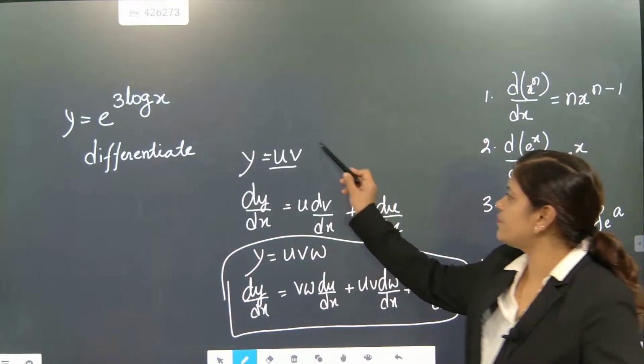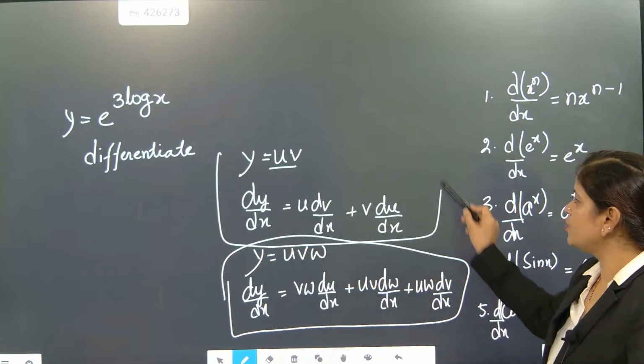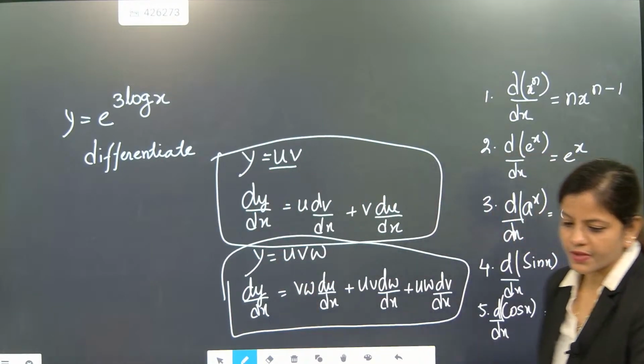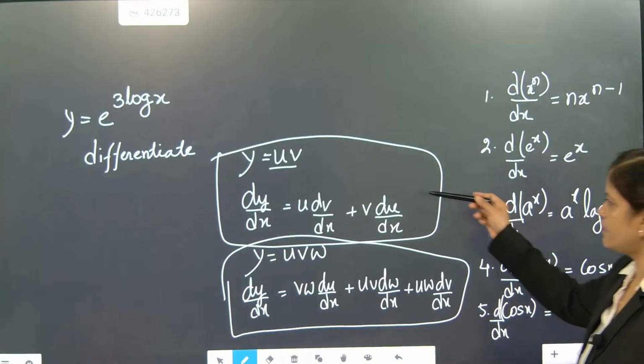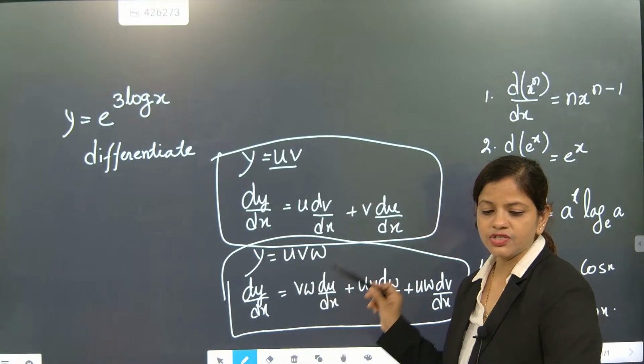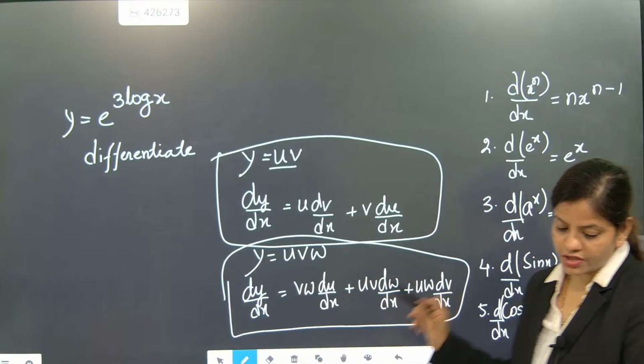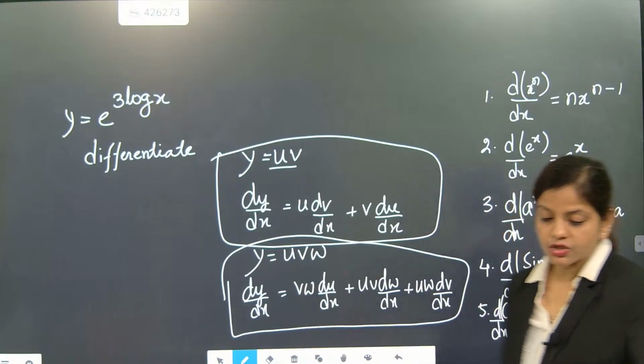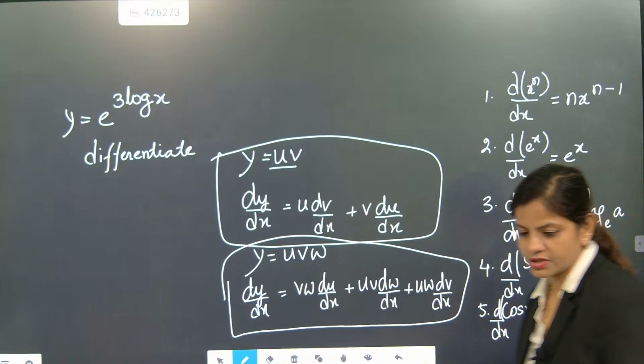Understood? This is differentiation of the product of 2 functions. This is differentiation of the product of 3 functions. So these are very, very important parts. So I will teach you how to do this. Now look here.